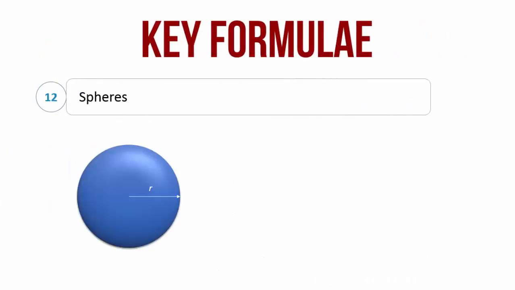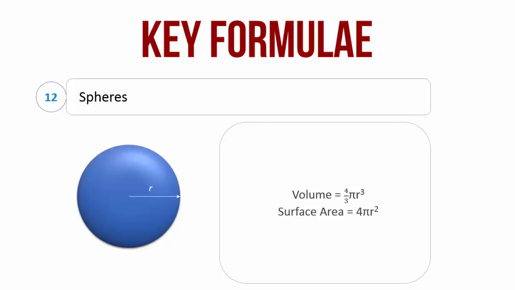A sphere is something that is shaped like a ball. Let us say that a sphere has the radius r. The volume of a sphere is given by 4 by 3 into pi r cube. And the surface area of the sphere is 4 pi r square.